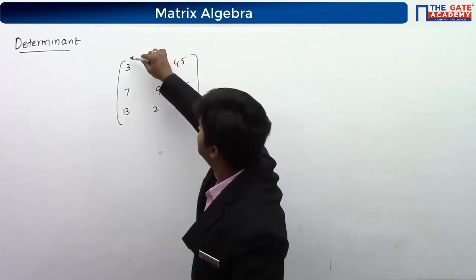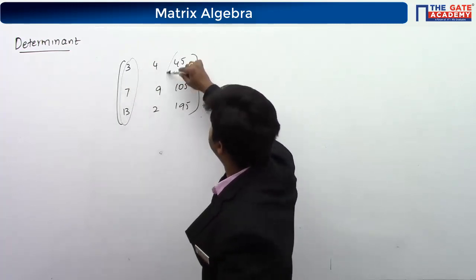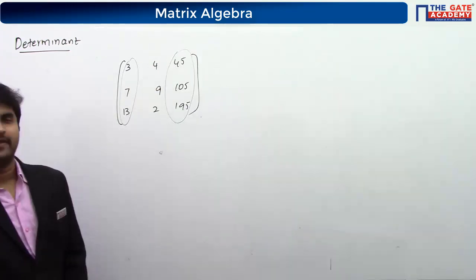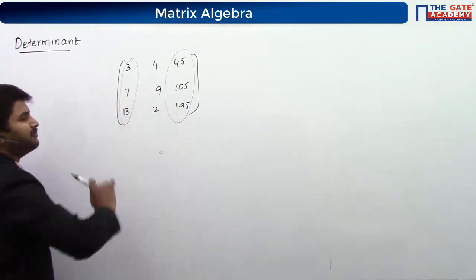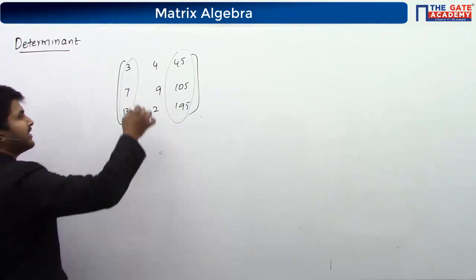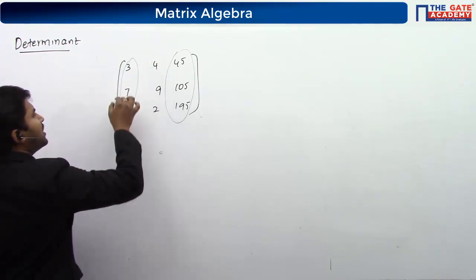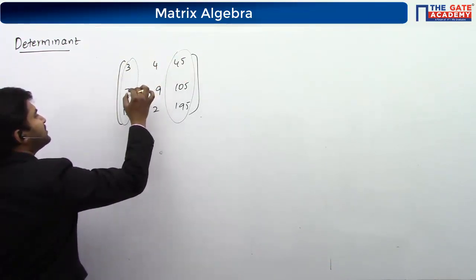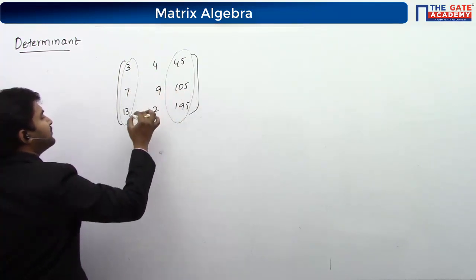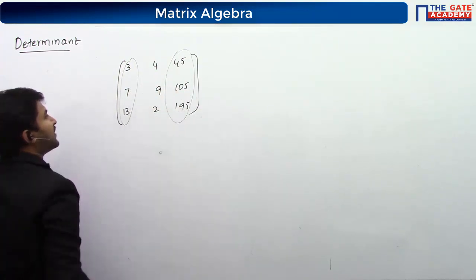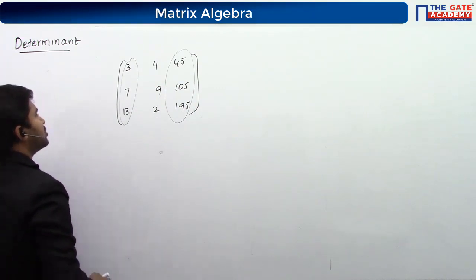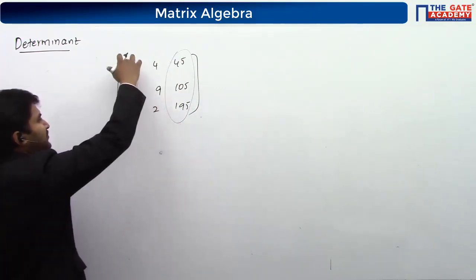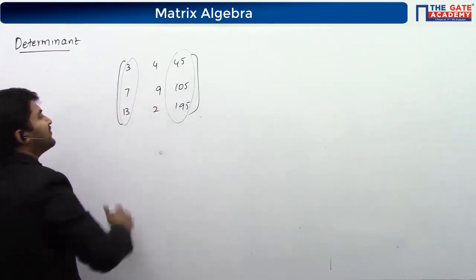Now you see here column 1 and column 3. Do you see any similarity between them? Yes. The first column multiplied by 15: 3 into 15 is 45, 7 into 15 is 105, 13 into 15 is 195. So you can see there are two proportional columns that we are having.